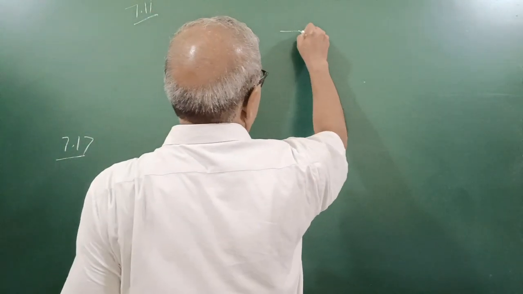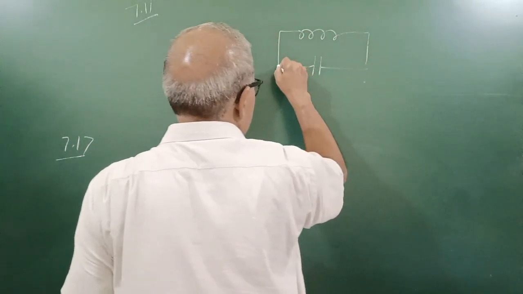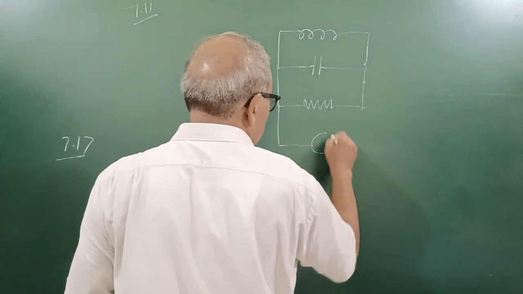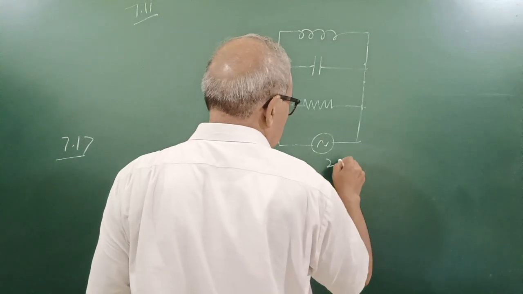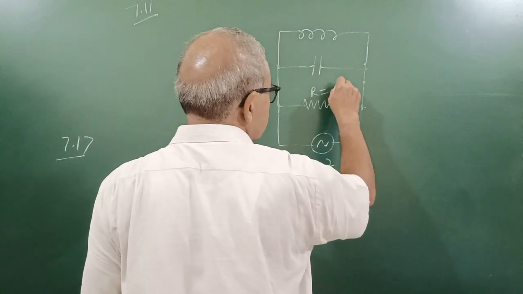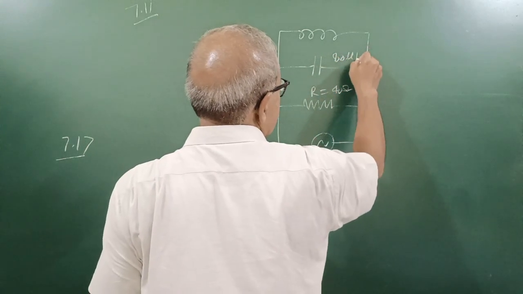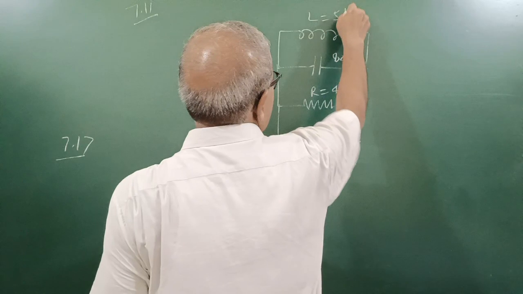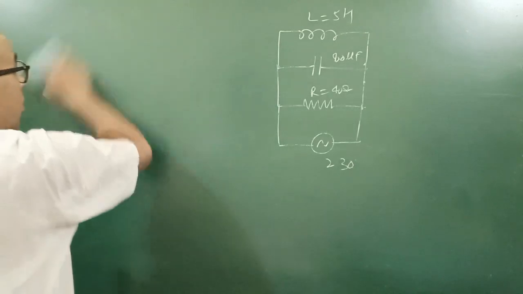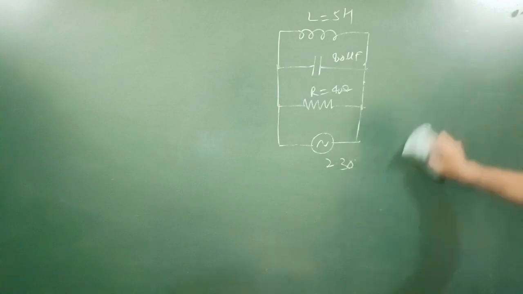Here he says that this inductor, this capacitor, and this resistance are connected in parallel to the same source of 230 volt. R is 40 ohm, C is 80 microfarad, and L is equal to 5 Henry. If they are connected in parallel, then prove that the current drawn is maximum. Oh, minimum, sorry. The current drawn from the circuit is minimum.